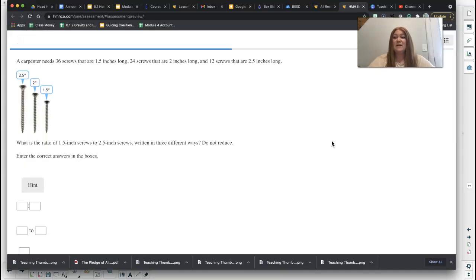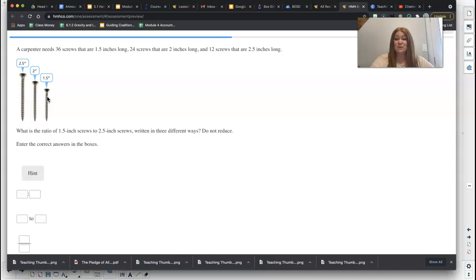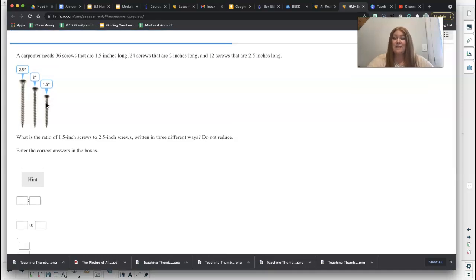For our next problem, we have these screws here, and we have 36 screws that are 1.5 inches long, 24 screws that are 2 inches long, and 12 screws that are 2.5 inches long. This is just showing us a picture here. We have 36 of these, 24 of these, and 12 of these. What is the ratio of 1.5 inch screws to 2.5 inch screws? We want that written in 3 different ways. Do not reduce.